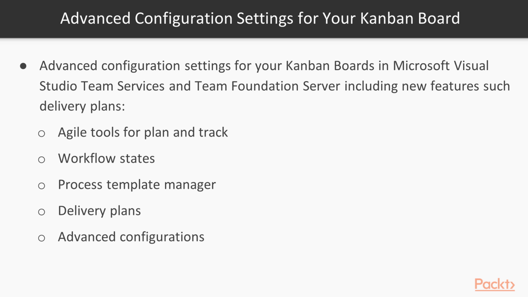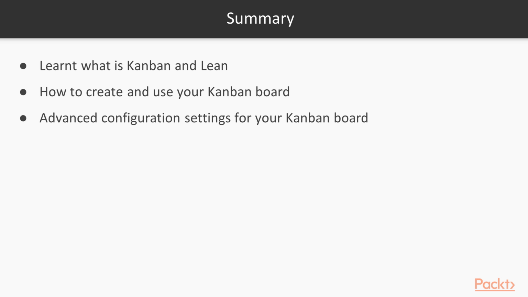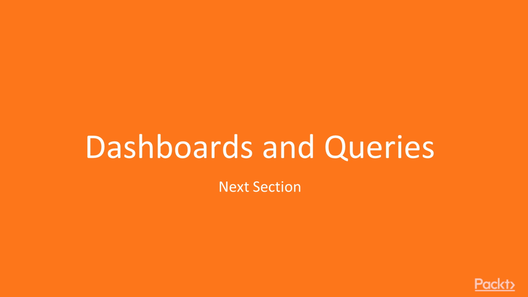So in this video, we've covered agile tools, we've looked at the workflow states, and we've explored the introduction to Process Template Manager. I've downloaded something off the marketplace, looked at the delivery plans add-in, and then looked at some advanced configurations. In this section, we covered what the difference is between Kanban and Lean. We covered how you can create your own Kanban board, and then advanced configuration settings for your Kanban. In the next video, we're going to look at dashboards and queries.